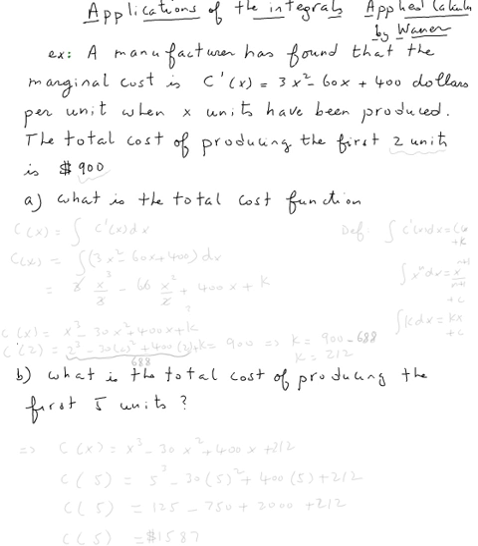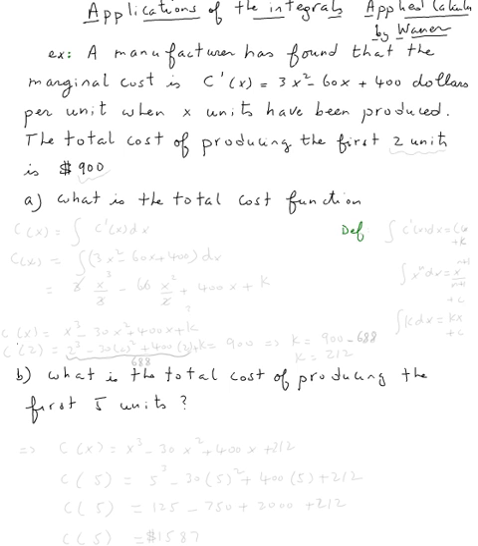The topic here is applications of the integral. So let's do this example. A manufacturer has found that marginal cost is C prime of x equals 3x squared minus 60x plus 400 dollars per unit when x units have been produced. The total cost of producing the first 2 units is $900. So find the total cost function.